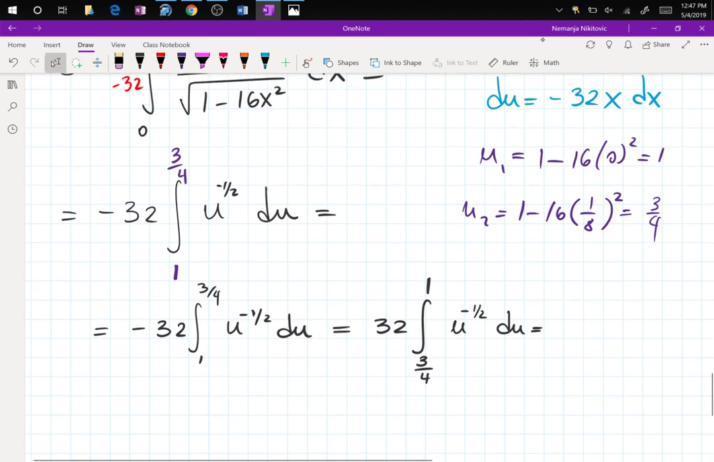So if you need to interchange these limits, then you can do so with the minus and plus in front of the integral, right? So you change to the other whatever you had. So we had the negative in front. When you swap, then another negative is introduced and they cancel out. So now this is 32 u to the 1/2 divided by 1/2, computed from 3/4 to 1.